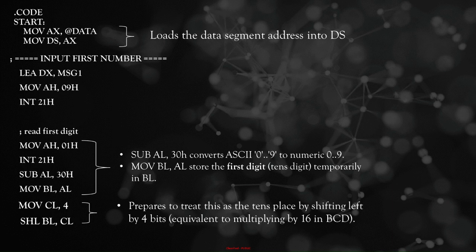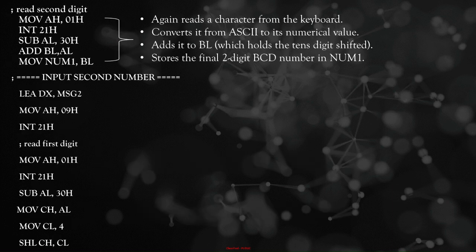Now mov cl, 4 and shl bl, cl. Here I put 4 into CL and shift BL left by 4 bits. This moves the tens digit into the high nibble of BL. So a decimal 4 becomes 40h. I use CL as the shift count. Shifting by 4 makes the digit occupy the top half of the byte.